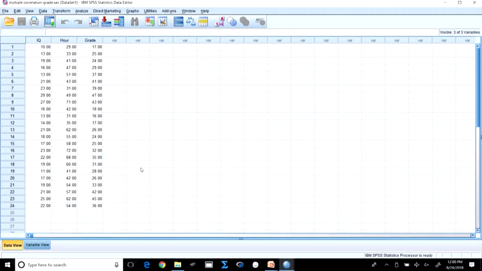Now, let us solve the same in SPSS also. So, I have brought one more data set for you. Now, this is the same case. So, IQ, hour and grade, and now we want to do a multiple correlation. Okay.